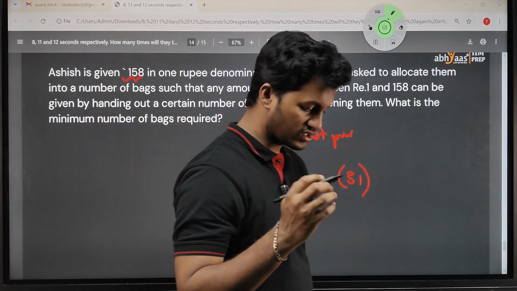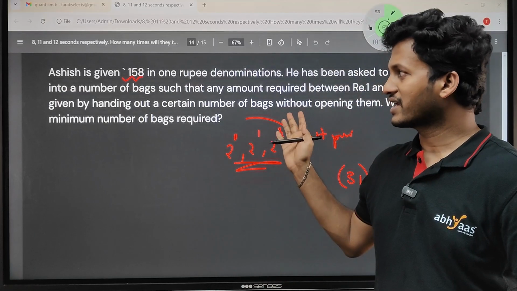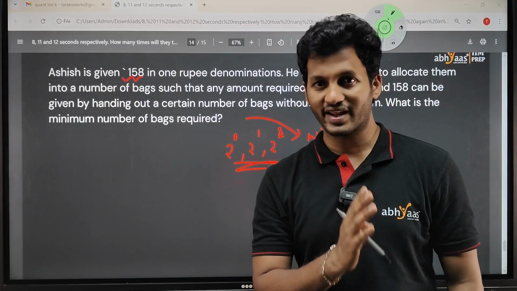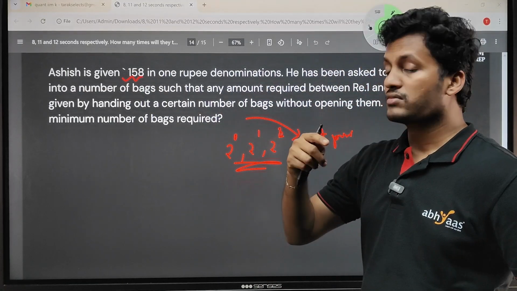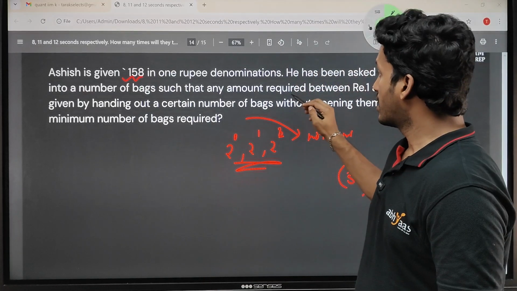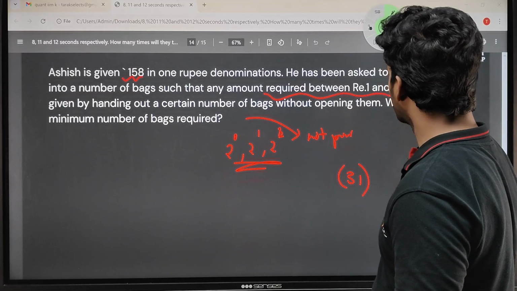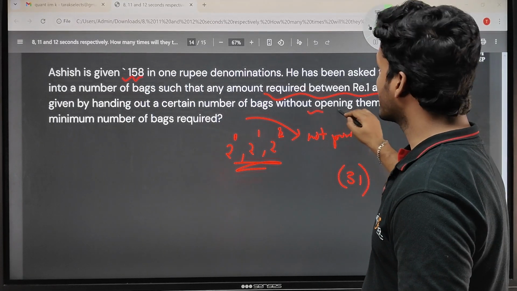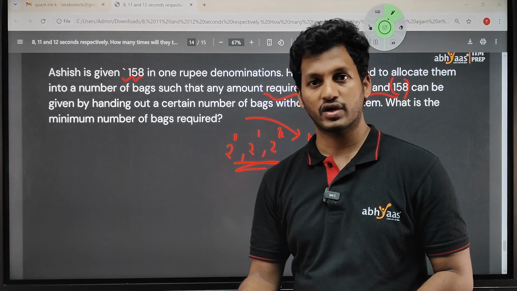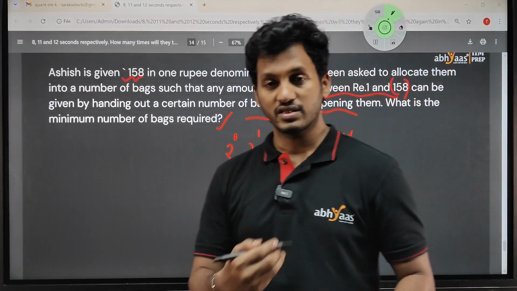I hope you understood this question. I think in Indore 2022 some question like this was asked, so please check this type of problem. Whenever they ask you to distribute coins in such a way that you can be asked any number between 1 and that particular number without opening the bags, meaning you don't have any chance to redistribute them again, this question can be answered like that. We'll meet in the next one. Thank you.